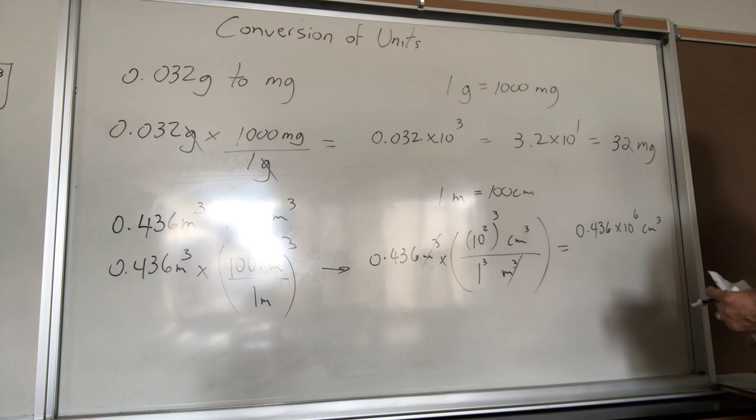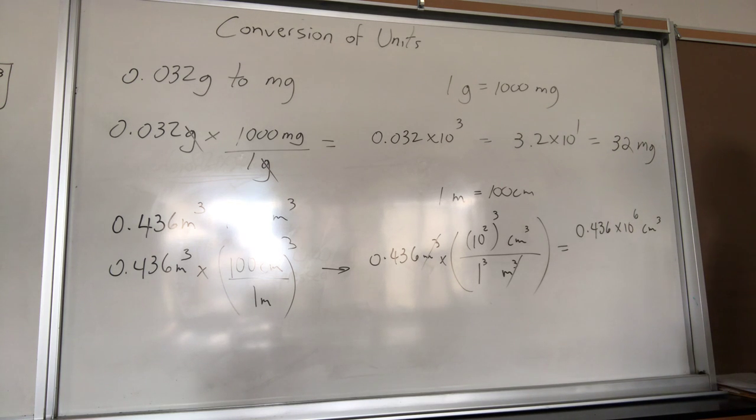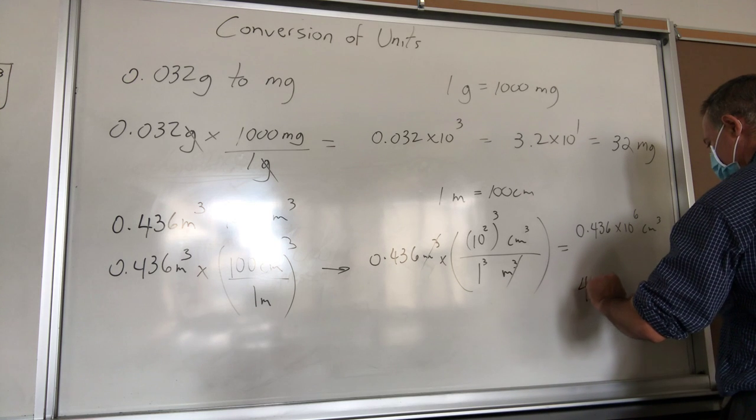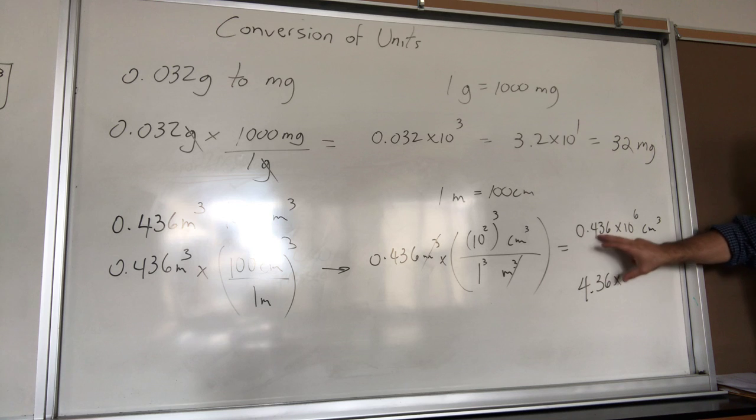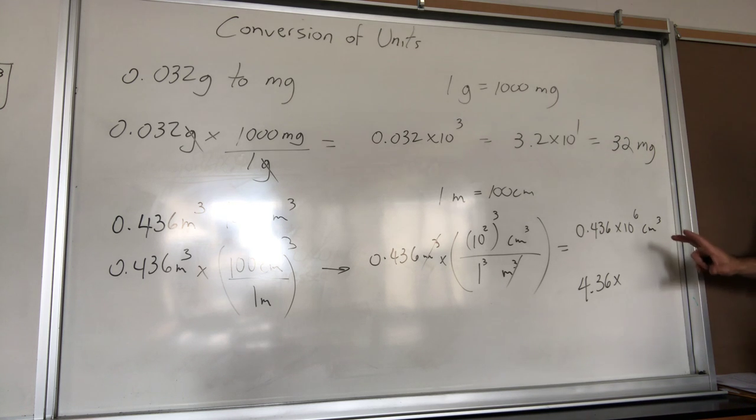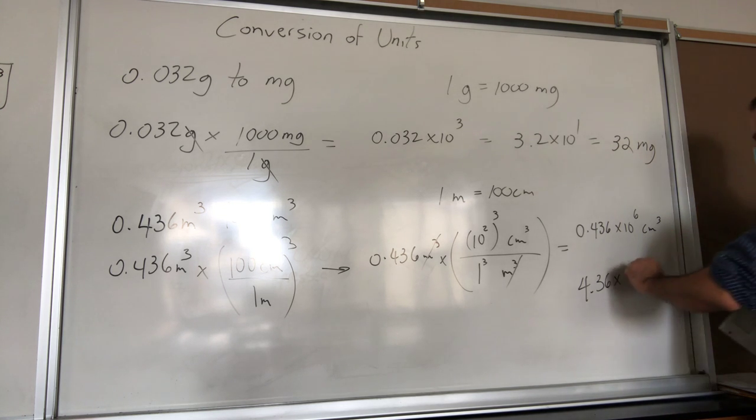There's our answer. Is that in scientific notation? No. What do we want to do? Where do we want to put that decimal now to make it scientific notation? 4.36, okay. I moved it over by one jump, so what's going to happen to the power? Since I made this number 10 times bigger, I got to compensate by making this number 10 times smaller, so you get to retain the same value. Okay, so it's 10 to the 5 centimeters cubed.